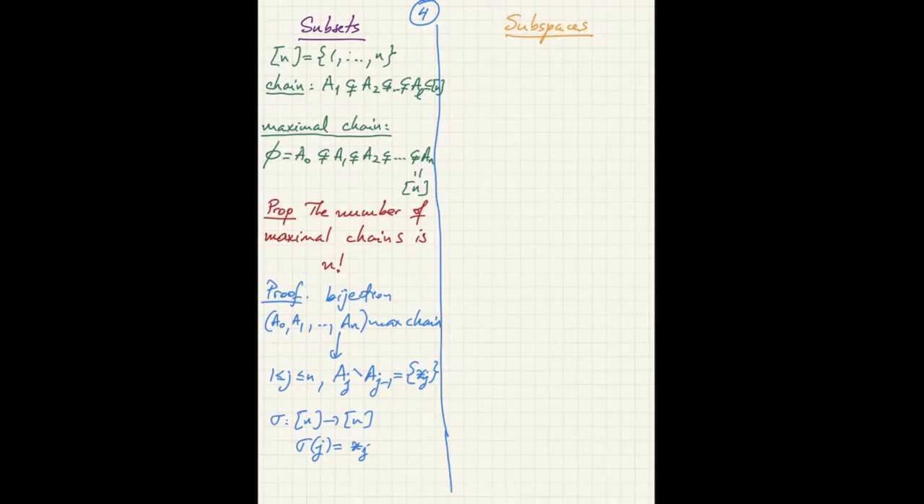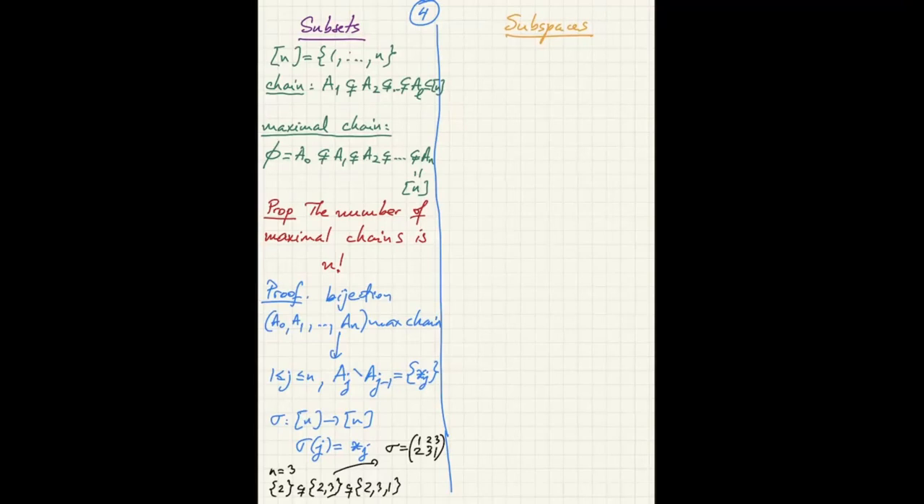To see this on a specific example, let's say n equals 3, and my chain is, for example, 2, skipping the empty set. So {2} is contained in {2, 3}, which is contained in the set {2, 3, 1}. Then the permutation associated to this maximal chain will have 1, 2, 3. Now 1 is mapped to the element 2, which the set A1 has and the set A0 doesn't. And then which one comes next is 3, so we put a 3 here, and the next one is 1. Okay, so I think that's pretty clear.